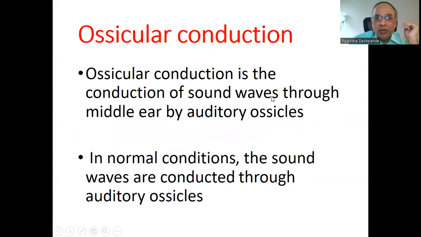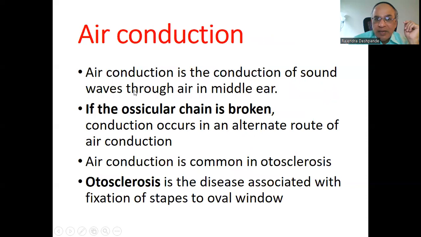Ossicular conduction is the conduction of sound waves through the middle ear by auditory ossicles or bones. In normal condition, the sound waves are conducted through these auditory ossicles. Air conduction is the conduction of sound waves through air in the middle ear. If the ossicular chain is broken, conduction occurs by an alternate route. There are two routes of air conduction.